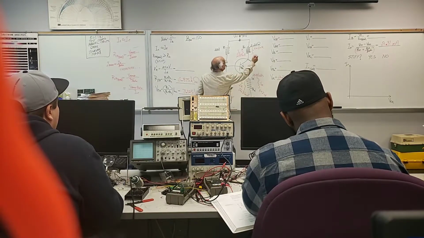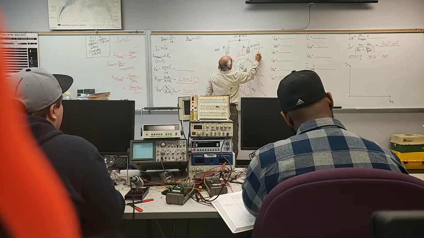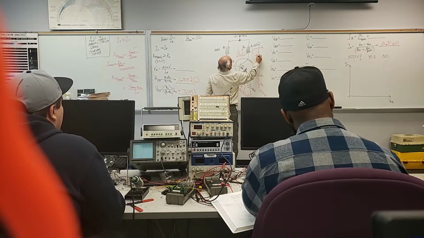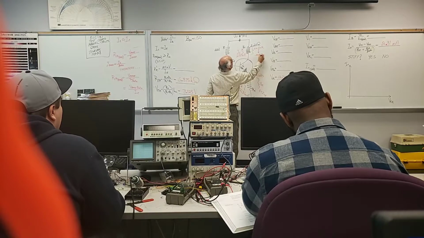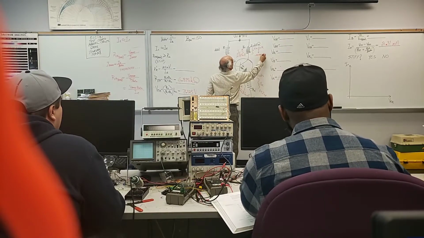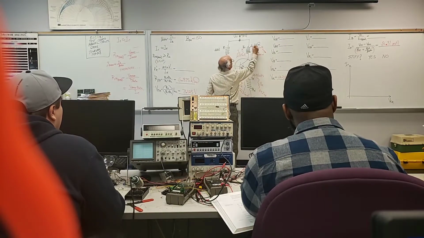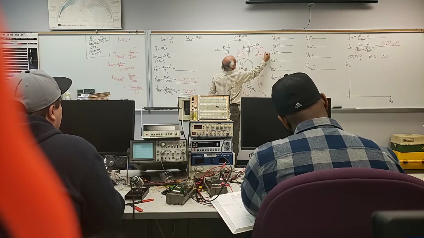Take that number right there. That's 2,200. That's 0.00231 times 2,200. 5.082.